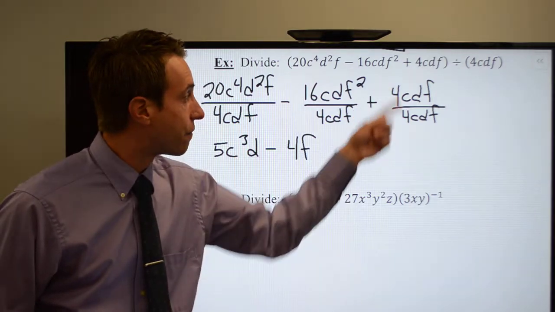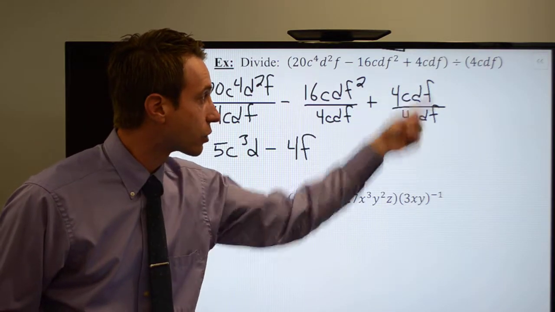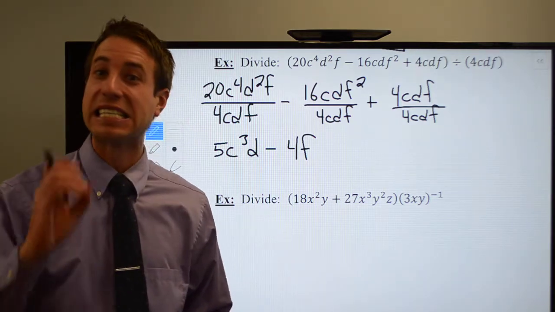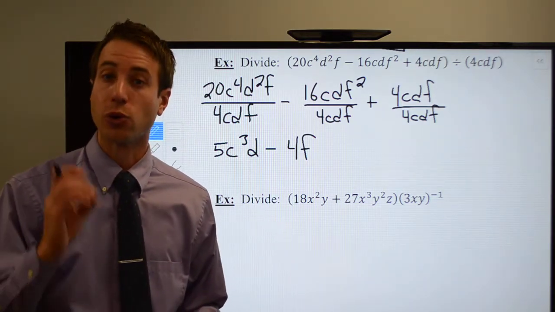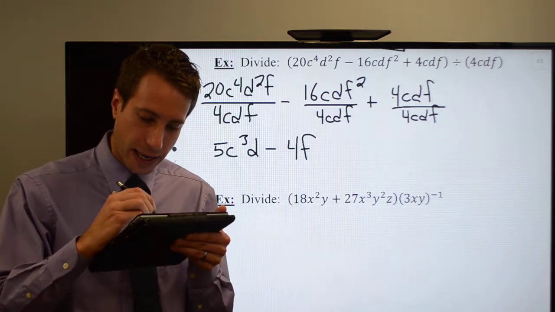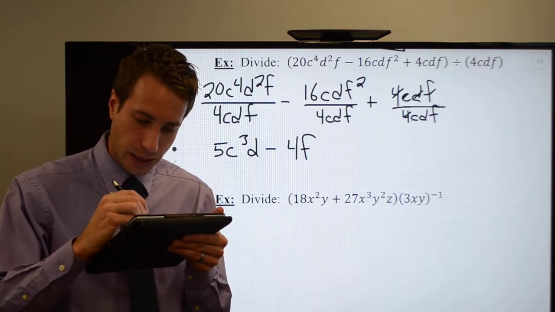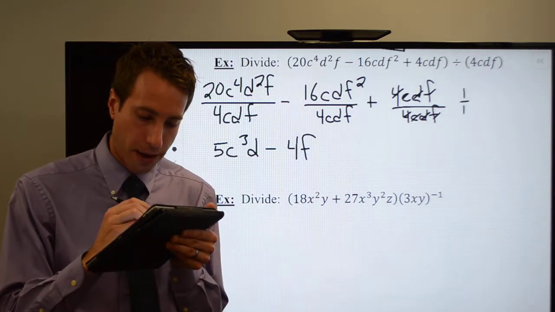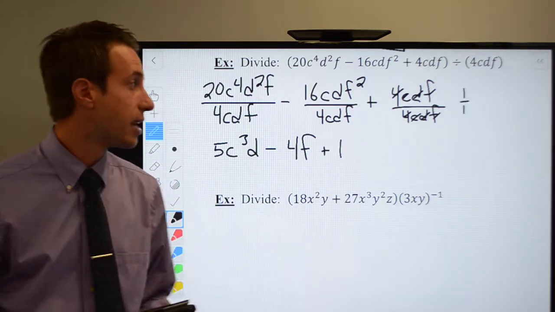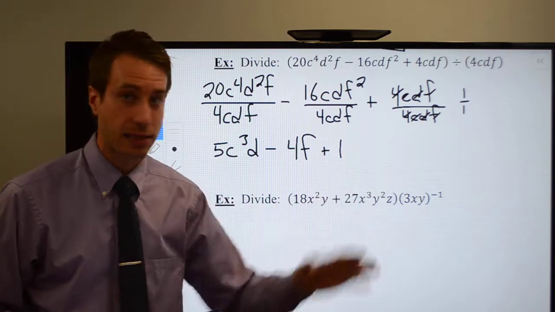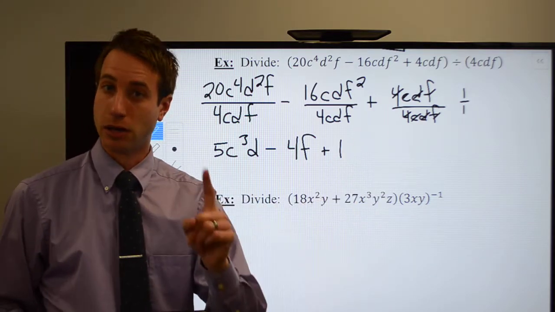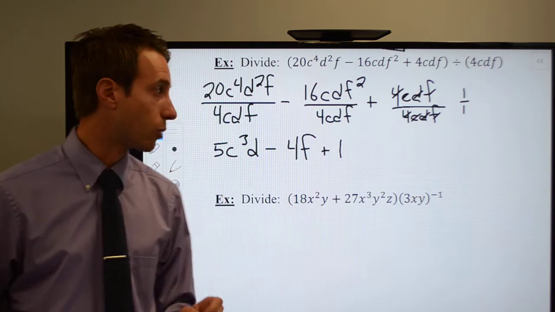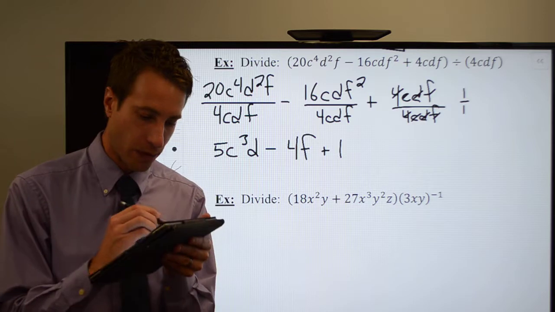And then here at the end, 4's cancel. C's cancel. D's cancel. F's cancel each other out. What I'm left with is not a 0. You're left with a 1. Cancel, cancel, cancel. What you're left with then is 1 over 1, which is just a 1. That is not 0. It's 1. Everything is canceled. Anything divided by itself is equal to 1. So there's my new polynomial.